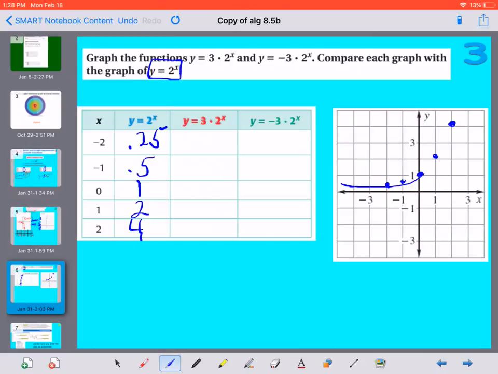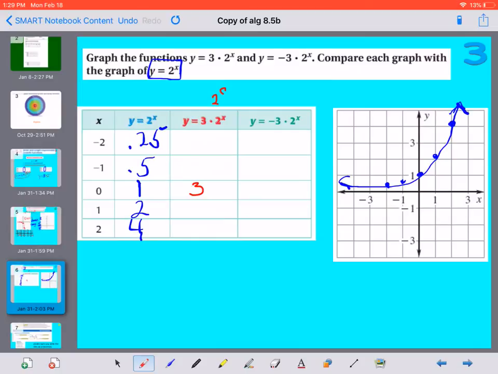So we can connect these dots by drawing an exponential function there, a curved line. And that is the graph that we are comparing all of the rest of ours to. Here we have 3 times 2 to the x. Well, if we start where it was 0 and put 2 to the 0, that's still going to give us 1, but now we're going to be multiplying it by 3. So 1 times 3 is 3.